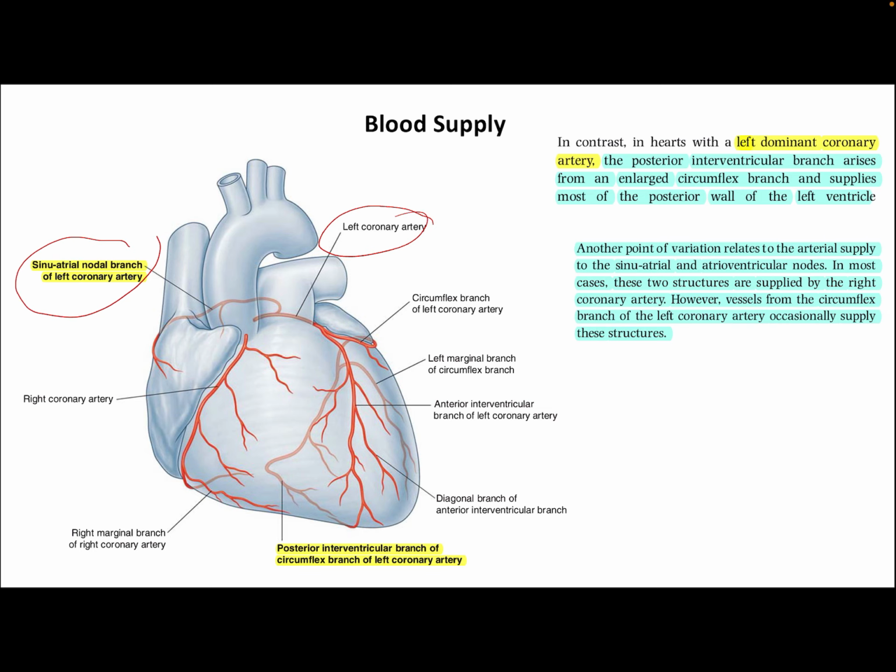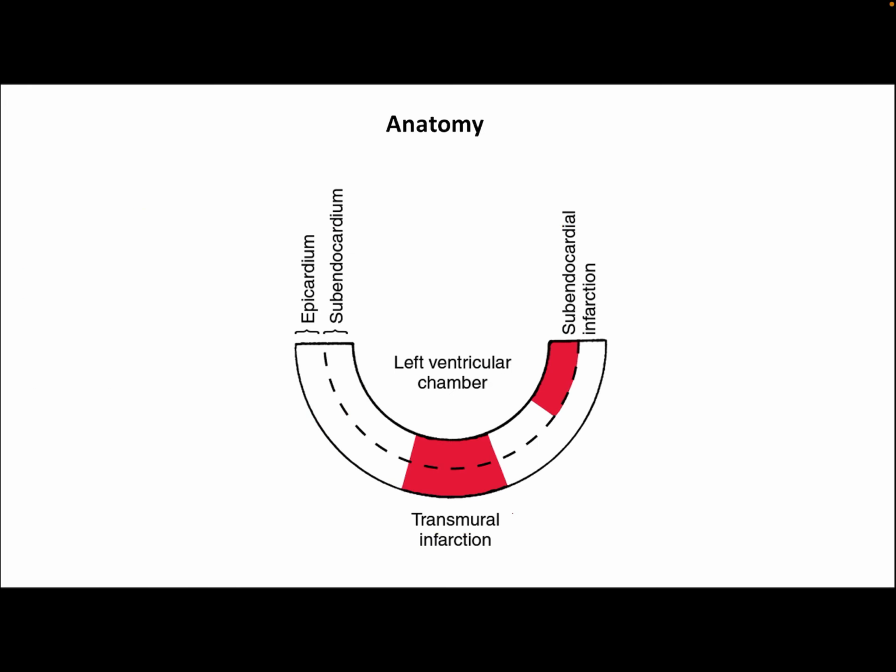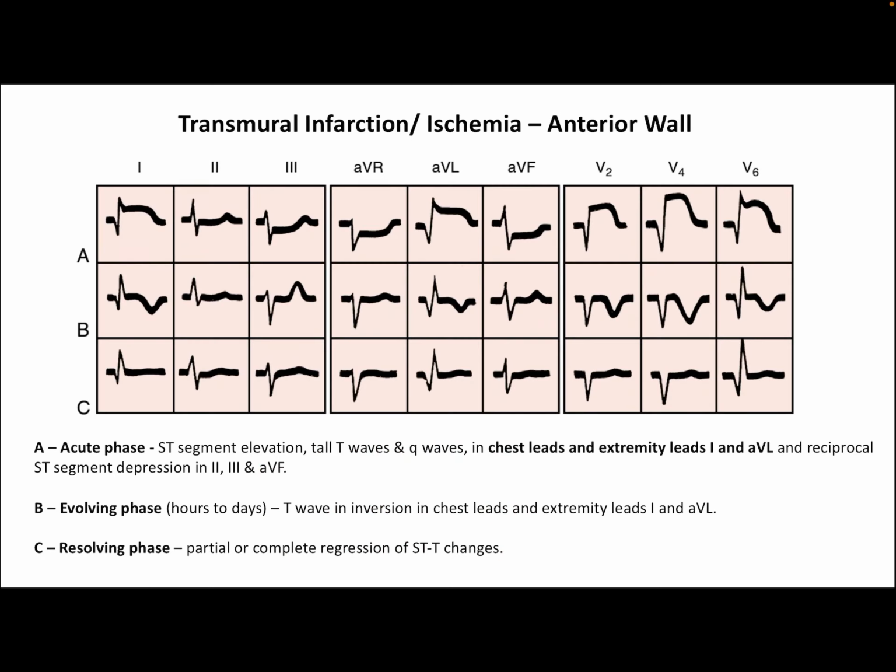As you can see, the SA node is supplied by the left coronary artery, and the posterior interventricular branch is given off by the circumflex branch of the left coronary artery. Okay, then it is called the left dominant coronary artery. So transmural infarction involves the whole thickness of the heart wall, the epicardium and the subendocardium. Subendocardial infarction we will deal with in the next class.